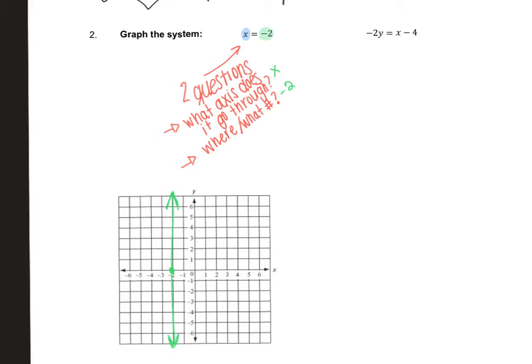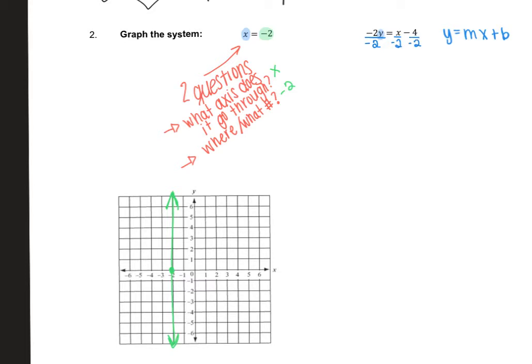All right, now our second equation, we need to get it in the form y equals mx plus b, so that we can go ahead and graph it using the y-intercept, where does it begin, and then our rise over run. So we need to get y alone. So we need to get this y by itself. And the way I do that is I'm going to divide everything by -2.